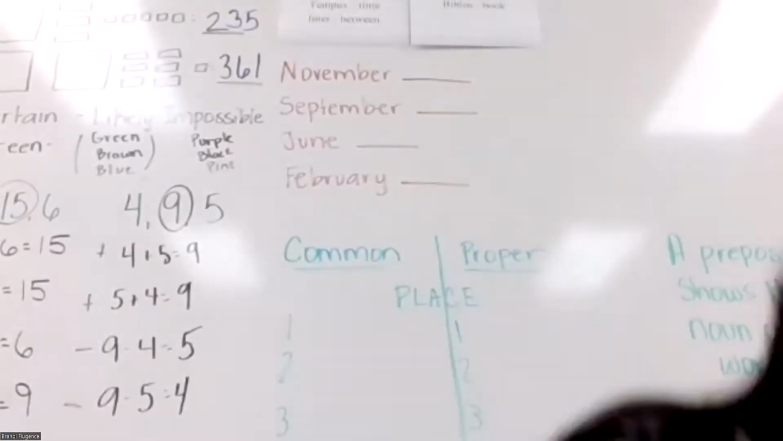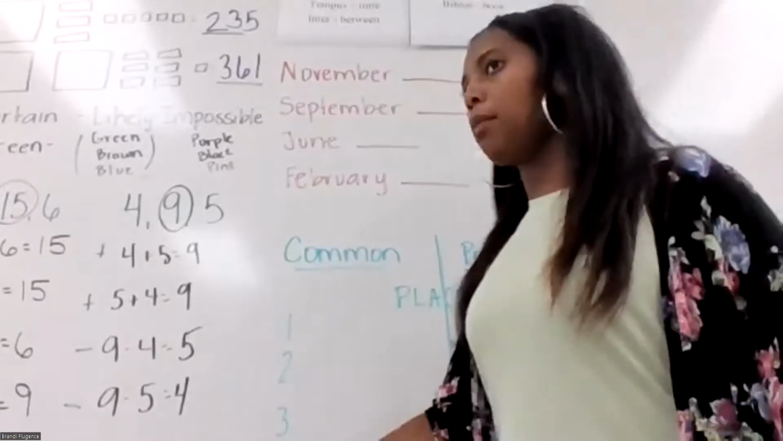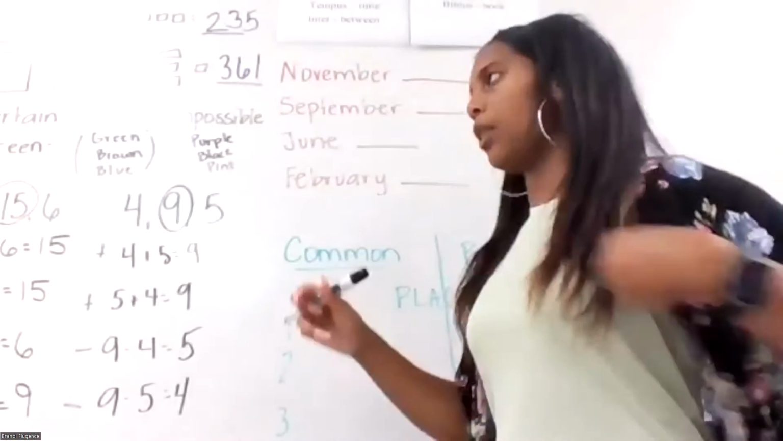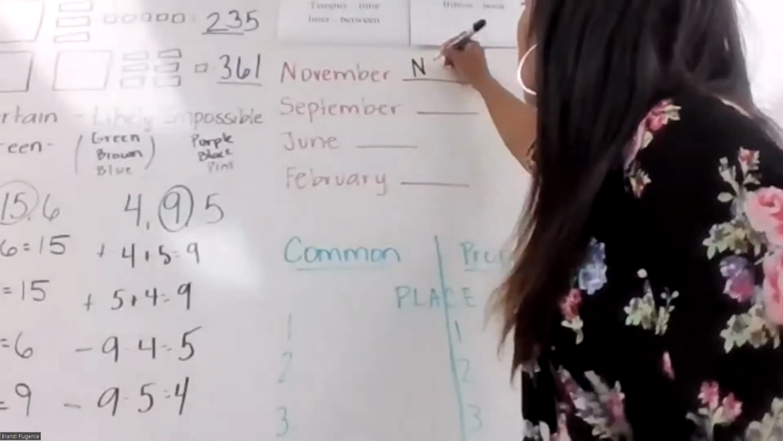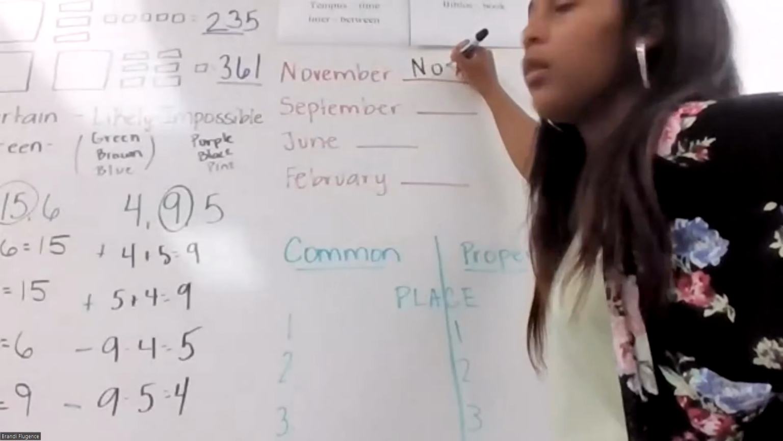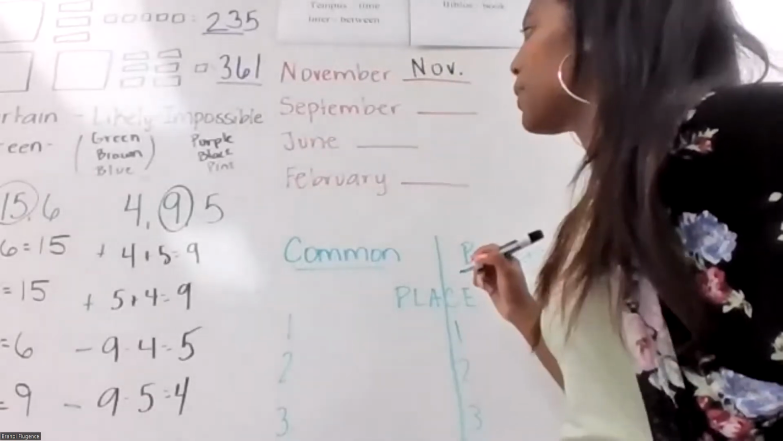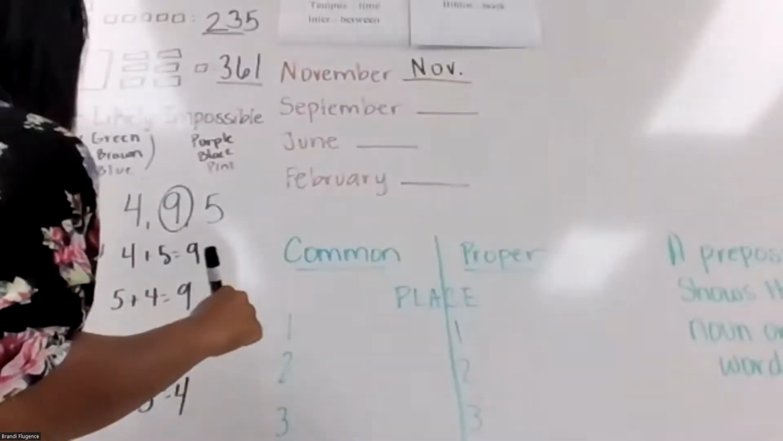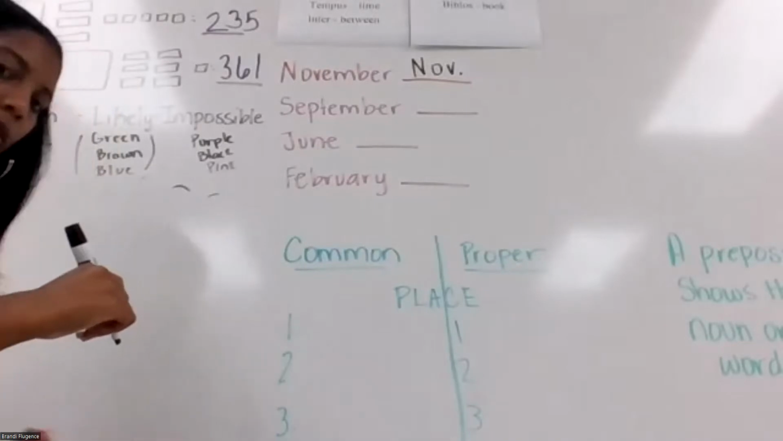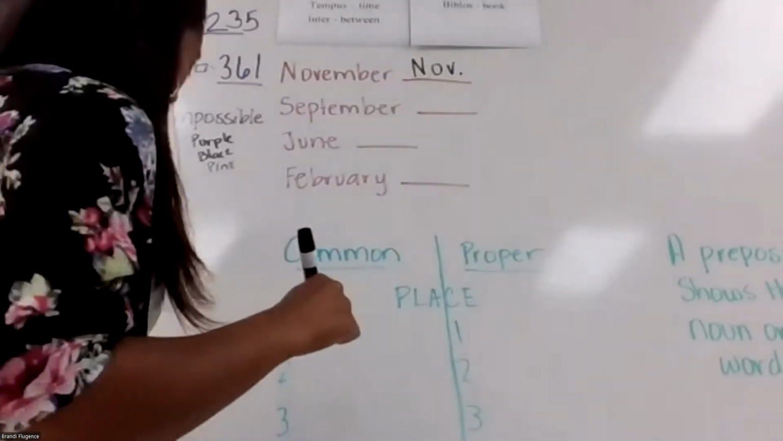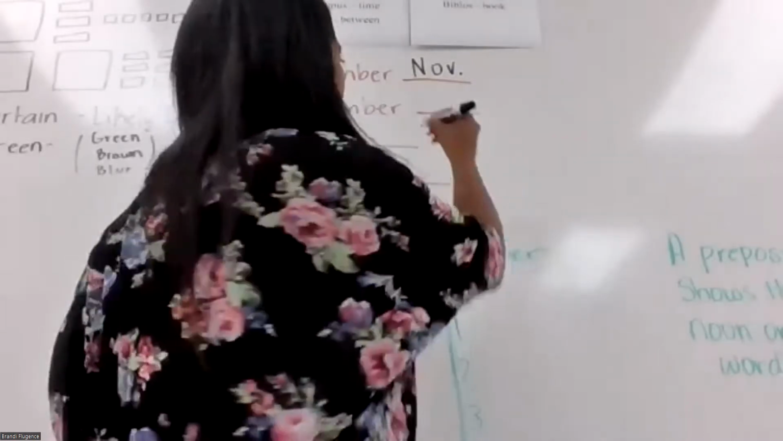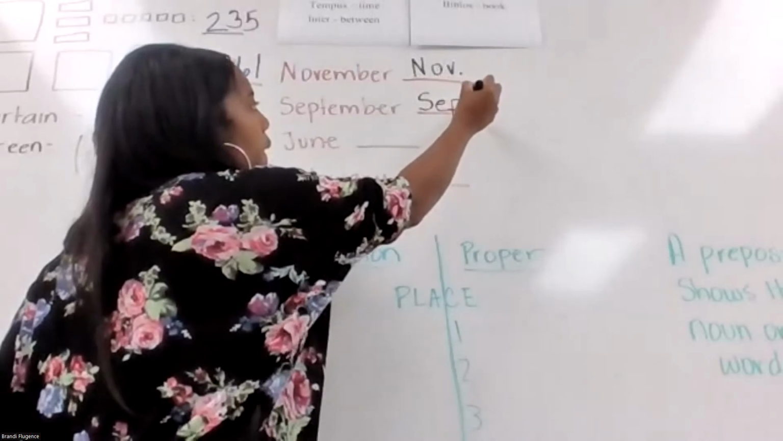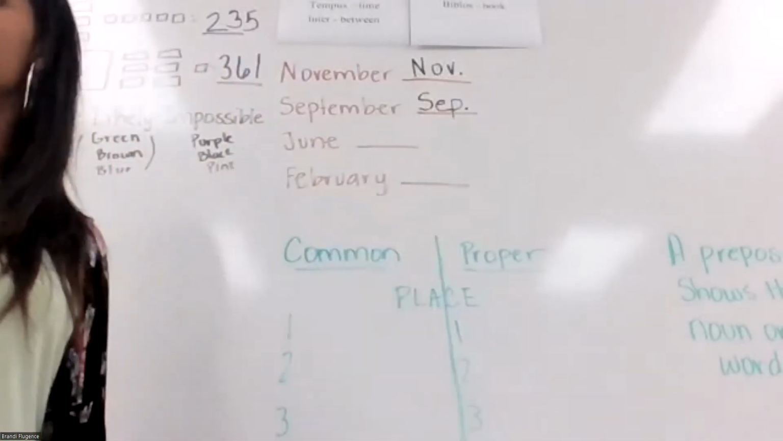Let's go over it. All right, November, how would I abbreviate November? Capital N. Good. Capital N-O-V dot. September. Dennis, how do I abbreviate September? Capital S, E, P, dot. Good. Capital S-E-P dot.